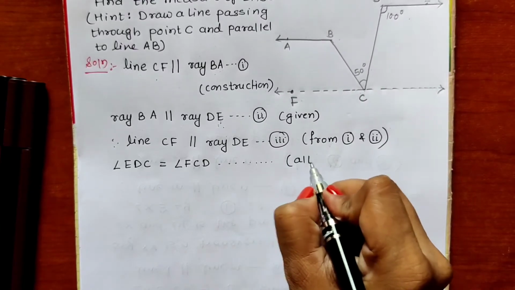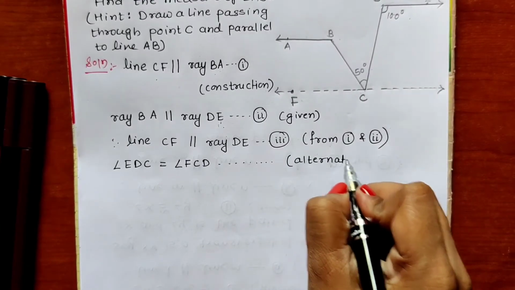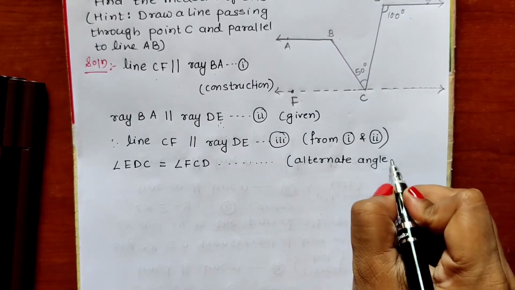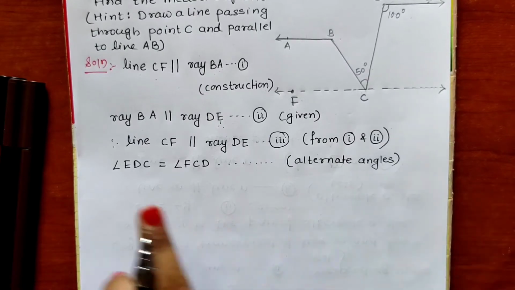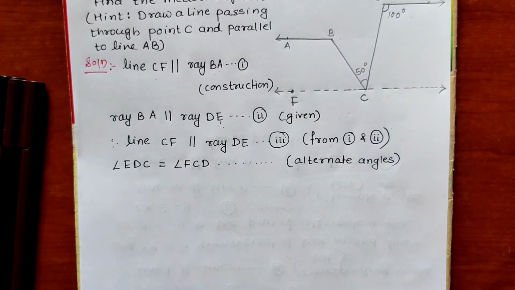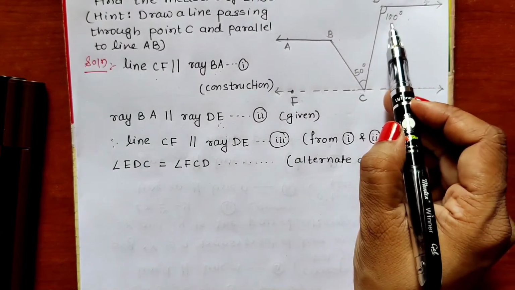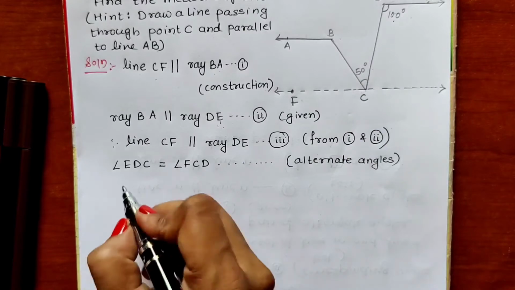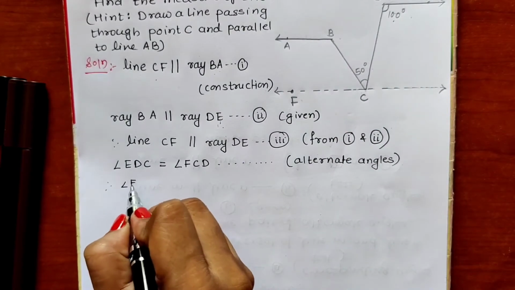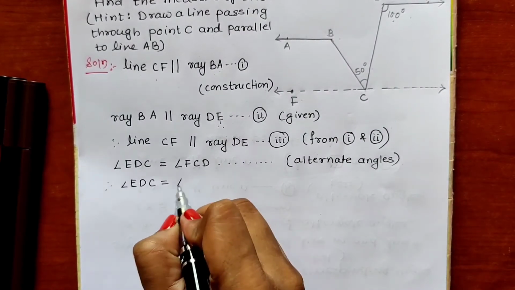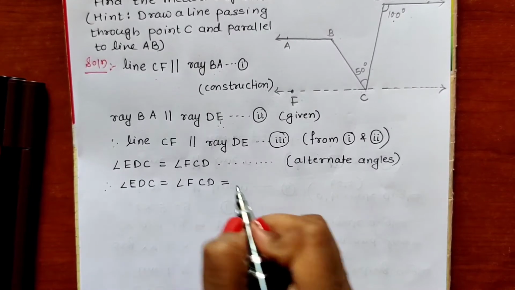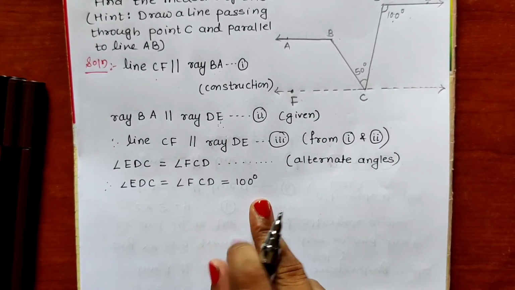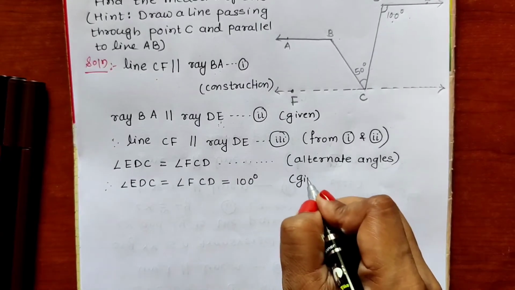They are alternate angles, and alternate angles are congruent. We all know alternate angles formed due to two parallel lines and its transversal are congruent with each other. That's why EDC is congruent with FCD. Now EDC is 100 degree, which is given. That's why FCD will also become 100 degree, and therefore EDC is equal to FCD. They both will be equal to 100 degree. As EDC is 100, FCD is also 100. This is given, 100 degrees given to us.